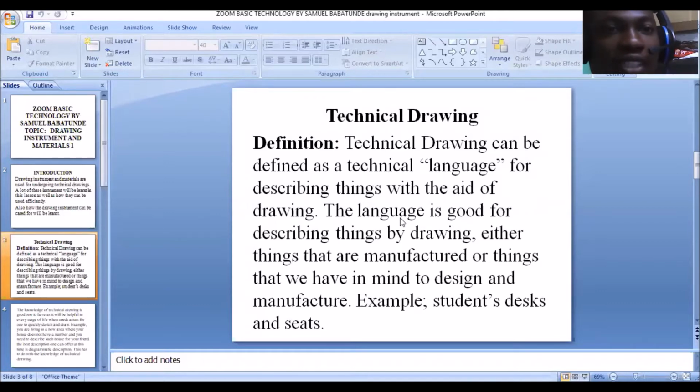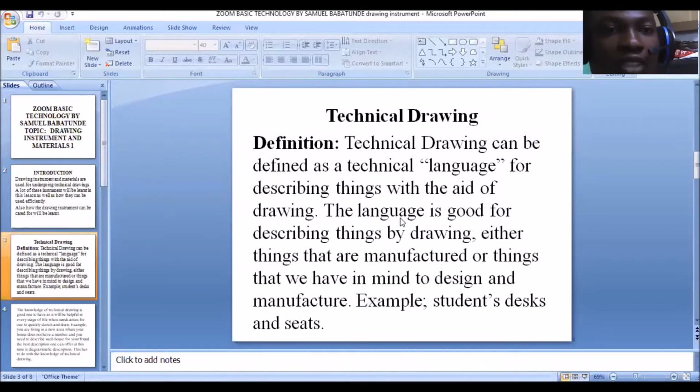Some constructions that are made in the workshop actually need to be interpreted before these constructions can be made, and that is why we come across technical drawing, because the interpretation of this idea into drawing, in order for us to produce these machines, is what is referred to as technical drawing. That's why we refer to it as a technical language for describing things. So technical drawing is simply defined as a technical language for describing things with the aid of drawing.